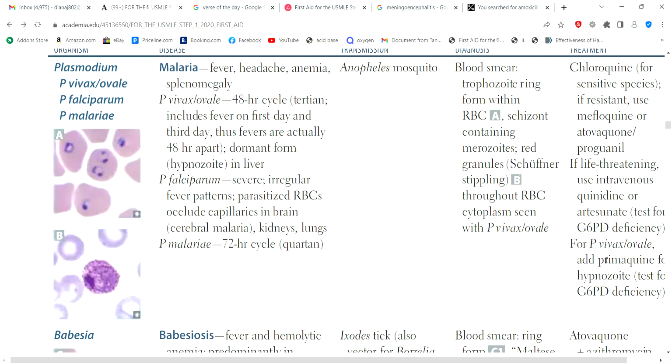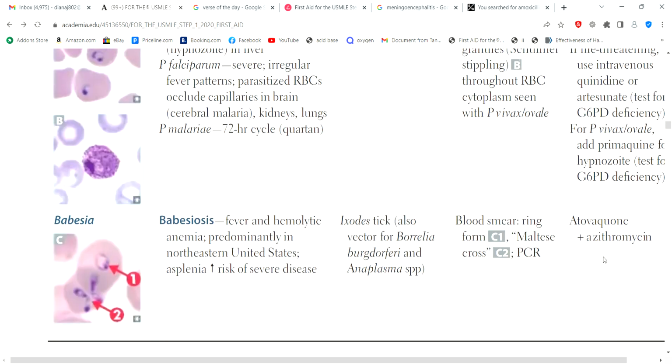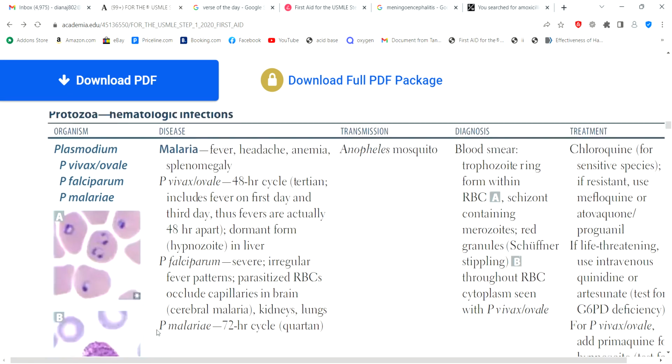In Plasmodium malariae, there's a 72-hour cycle. Transmission is by the Anopheles mosquito. Diagnosis is by blood smear. The trophozoite ring forms within RBCs, which is A, right here. So this entire thing is an RBC, and this right here, that's the malaria. That's the baby form of malaria that likes to infect RBCs.